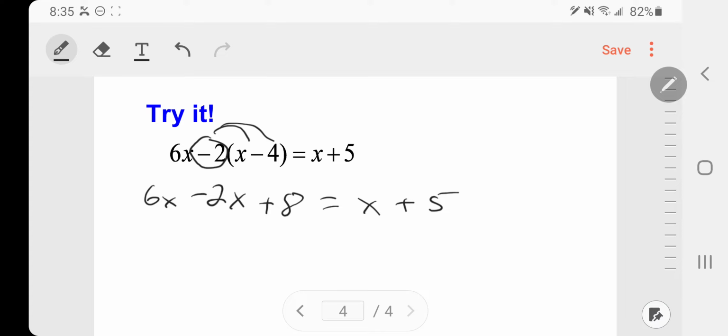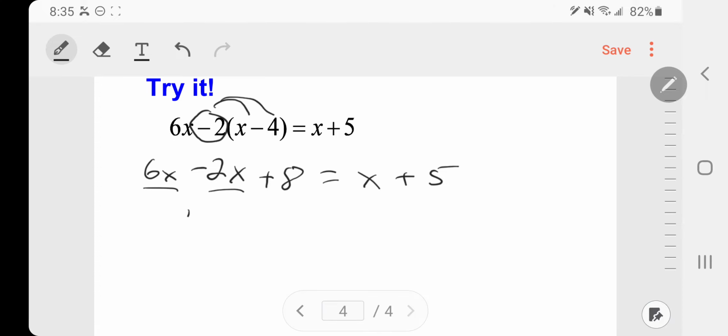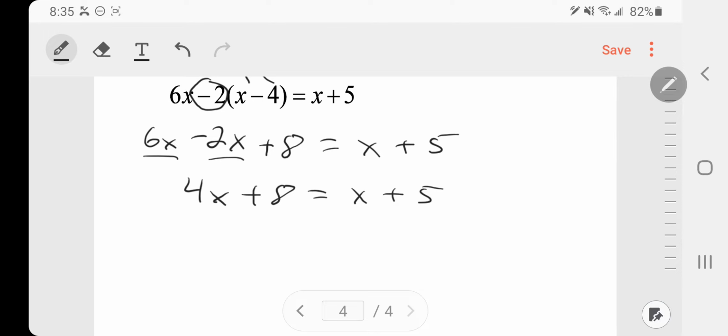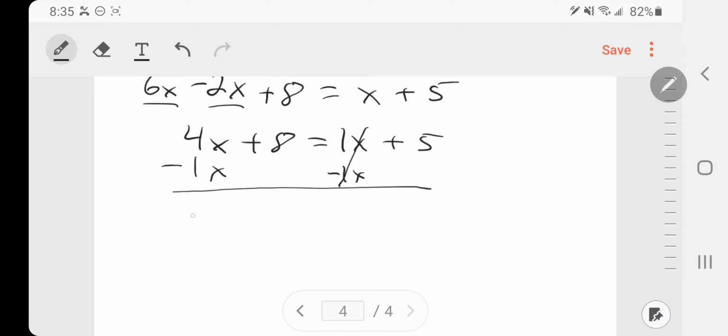All right, now after we distribute, I want to look for my like terms. I have them right here. So I have 6x minus 2x. That's going to give me a 4x plus 8 and x plus 5 on the other side. Now I want to start moving my variables to the same side. So this is like having a 1x here, so I'm going to subtract 1x. I'm going to get my variables to the same side first. Now I have 3x plus 8 equals 5.